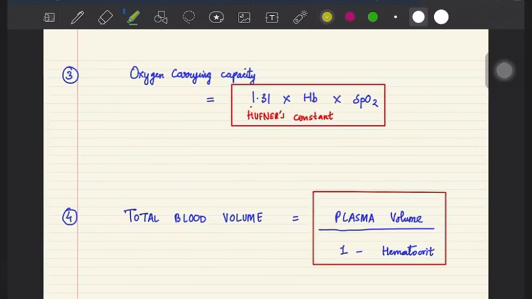Third formula based question is on oxygen carrying capacity, which is given by 1.31, that is the Hufner's constant, into the hemoglobin level of the patient into the oxygen saturation of the patient. Fourth formula based question comes on total blood volume, which is given as plasma volume divided by 1 minus hematocrit.